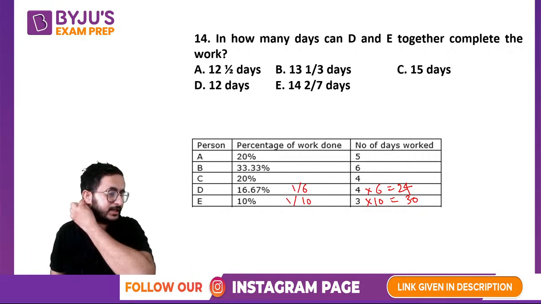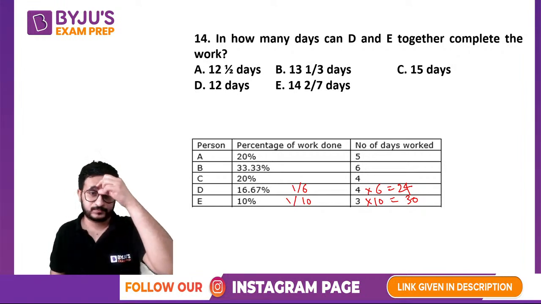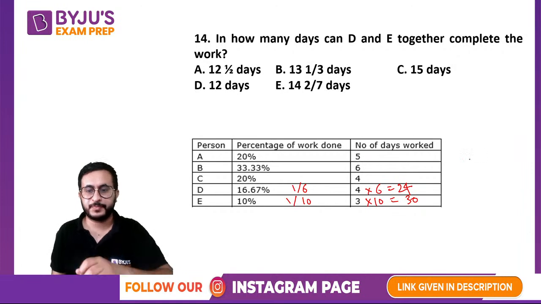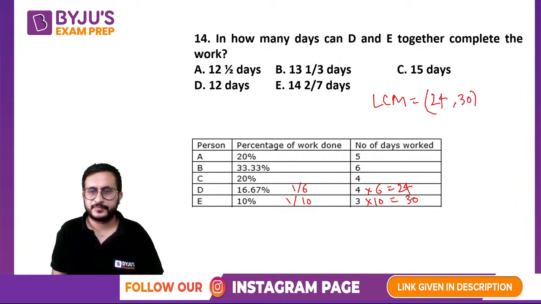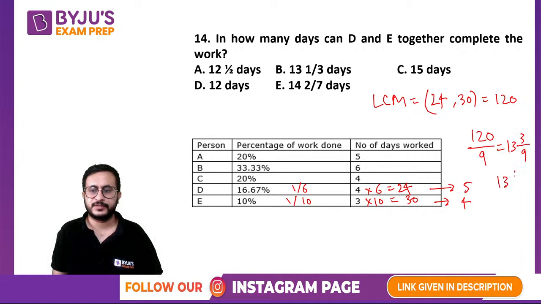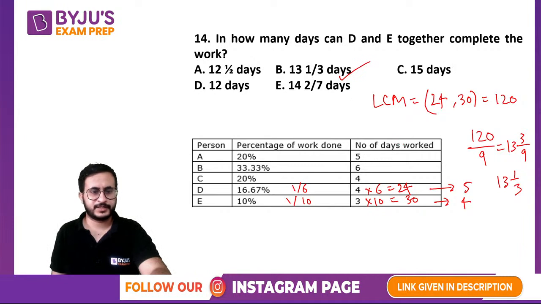So 20 and 24 and 30, what do you get? So if a person is taking 24 and the second person is taking 30, right? LCM of 24 and 30 is 120. So work is 120 units. So he is doing 5 units. He is doing 4 units. So 120 upon 9. Right. So 13 into 9 is 117, and 13 3 by 9, or you can say 13 1 by 3 days. Okay, that you will get as the answer.